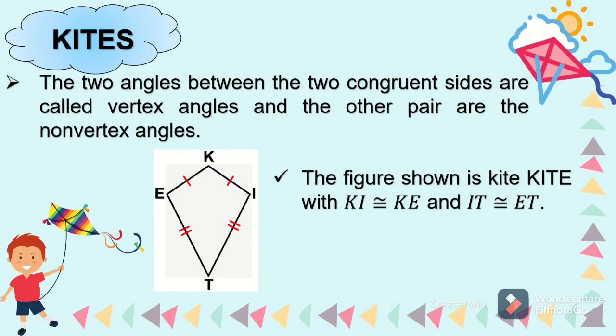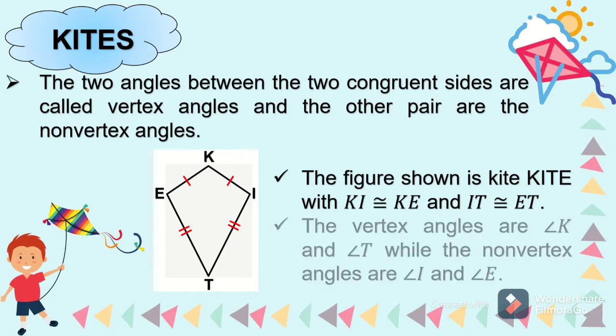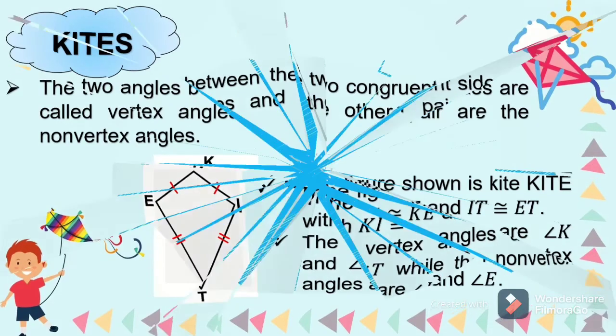The figure shown is kite KITE with line KI congruent to line KE, and line IT congruent to line ET. The vertex angles are angle K and angle T, while the non-vertex angles are angle I and angle E.